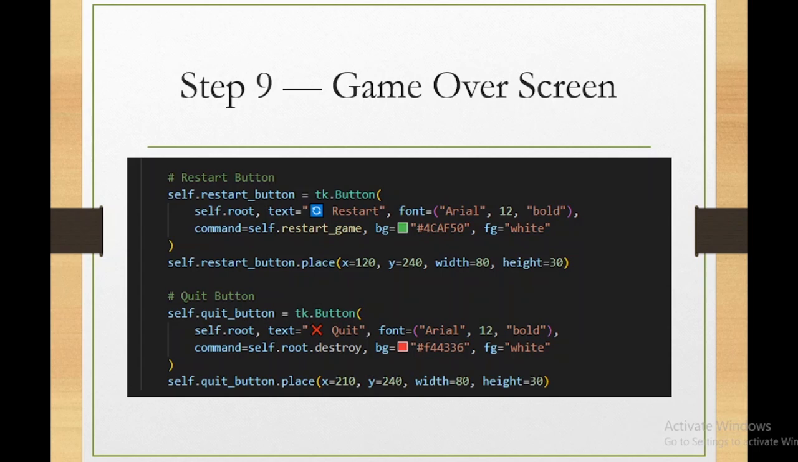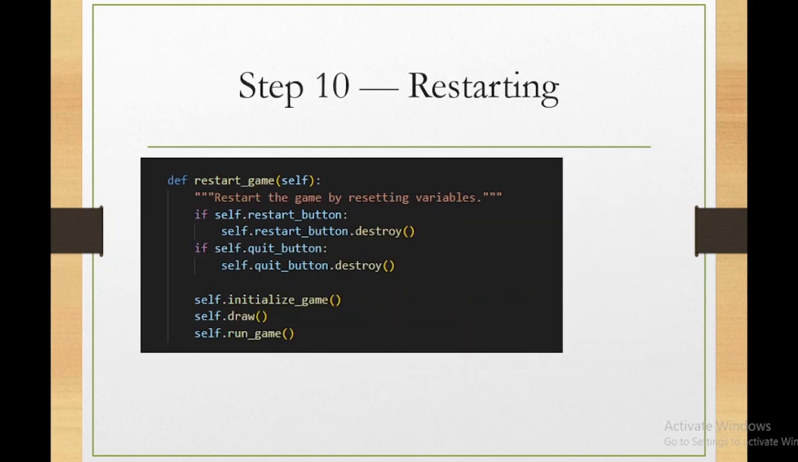Step number 10. Restarting the game. The restart game method resets the game so the player can start again without closing the window. First, it checks if the restart button exists, and if it does, it removes it from the screen. It does the same for the quit button. Then it calls initialize game to reset the score, the snake's position, the food, and other starting values. It calls draw once to show the fresh game board. Finally, it calls run game to restart the main game loop and get the snake moving again.